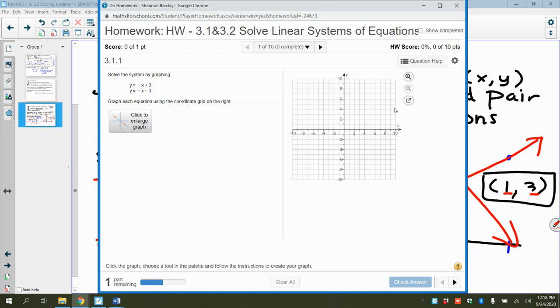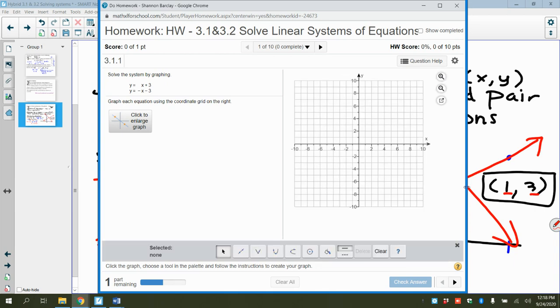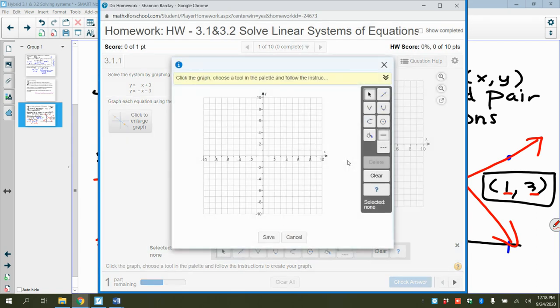You can enlarge the graph if you need to. It says click to enlarge the graph as well. I don't know if it gets any bigger than what I have. We'll find out. Not much. All right, so I have these tools over here. If we're making a line, you need to use the line tool, and then I graph it in the same way. So I've got x plus 3 here. So 3 is my y-intercept.